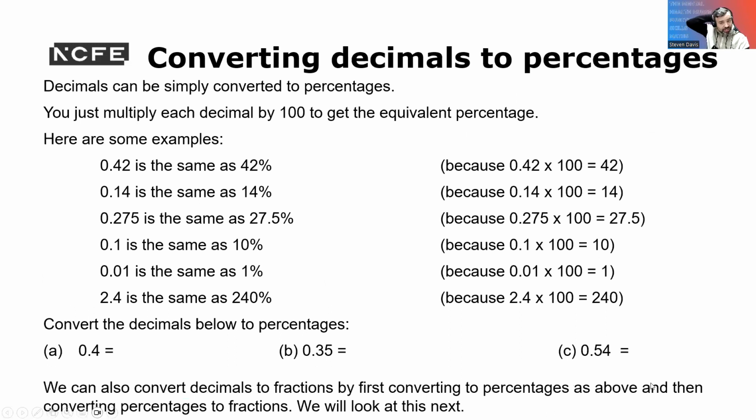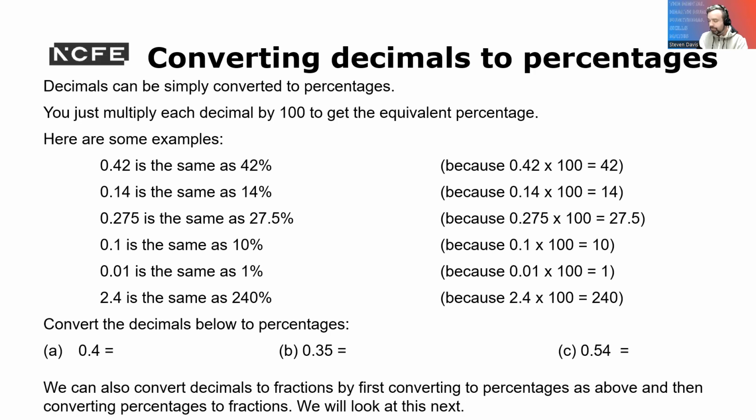So decimals can be simply converted to percentages just by multiplying each decimal by 100. You get the equivalent percentage. So here are some examples. 0.42 is the same as 42%. 0.14 is the same as 14%. And you can see on the right hand side because 0.42 times 100 is 42, because 0.14 times 100 is 14. So convert the decimals below to percentages.